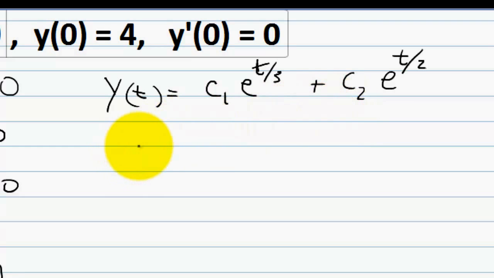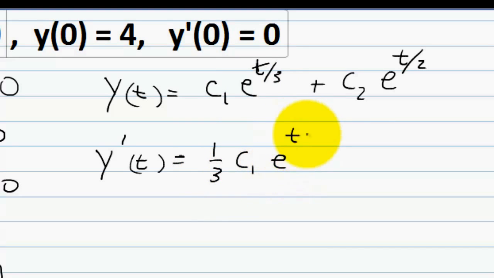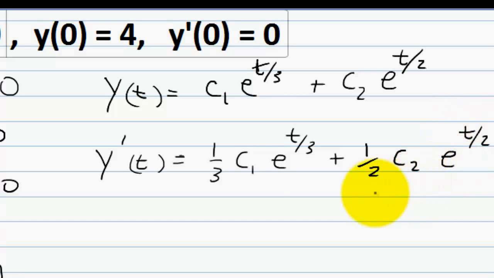So here we're going to go ahead and take the derivative. The derivative of y of t is just going to be equal to, we're going to bring down that, so we're going to get 1/3 c1 e to the t divided by 3 plus c2, oh wait a minute, so we're going to take the derivative of this, so that's just going to be a 1/2. So we're going to get 1/2 c2 e to the t divided by 2. And then we're just going to go ahead and plug in these values.